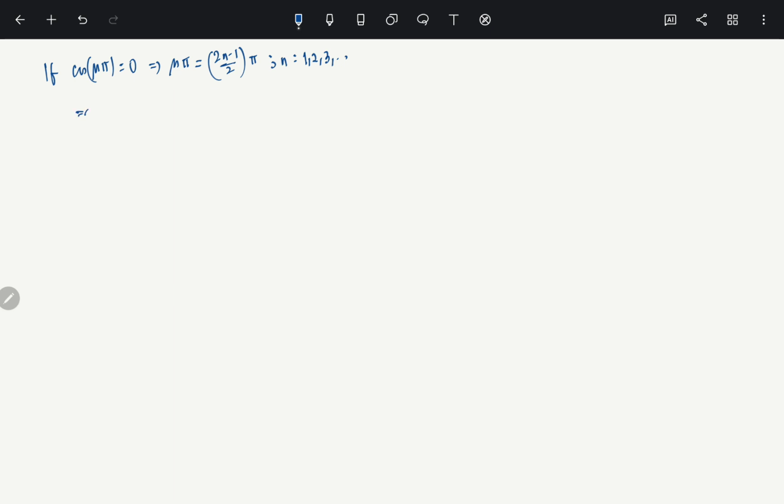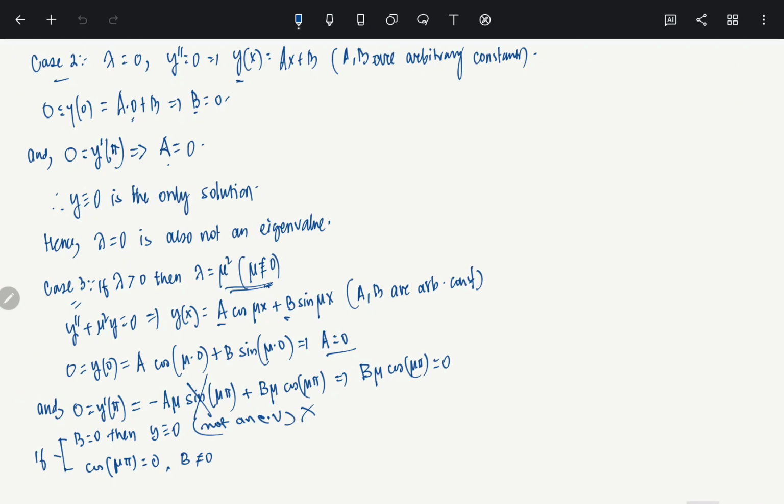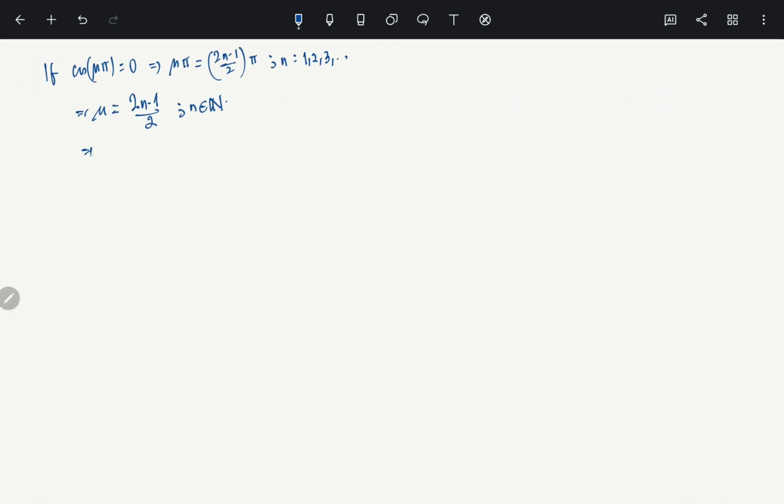So this will imply that mu is basically (2n minus 1)/2, and n is in N essentially. So you see, what is mu? Mu is root lambda. So that will imply that root lambda is this.